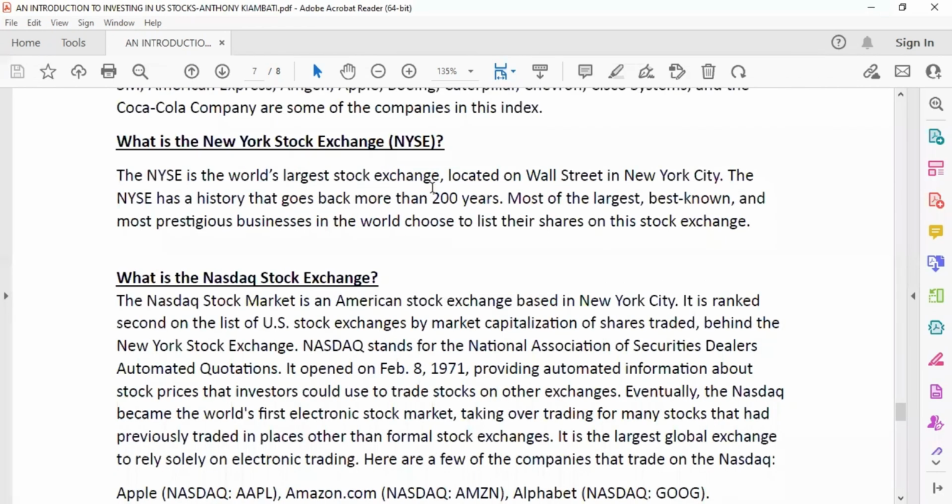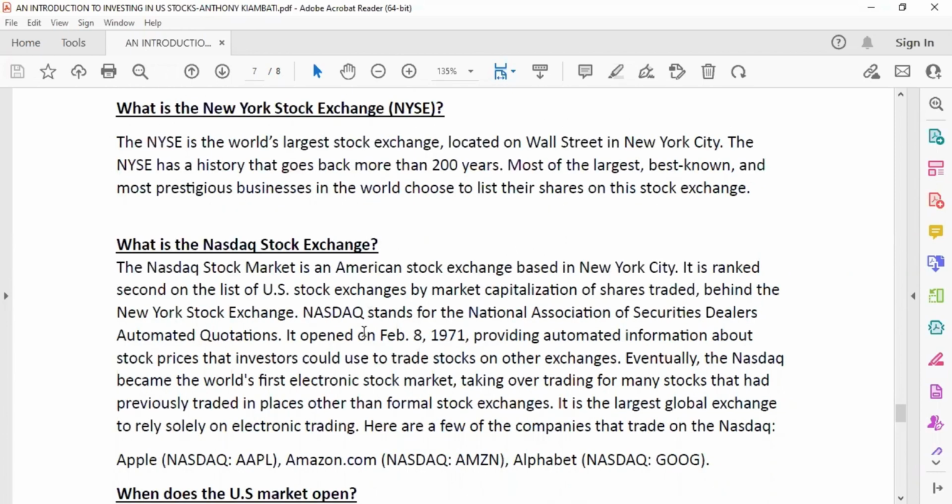Let's talk about these two major exchanges that we have. I talked about the New York Stock Exchange, which is the world's largest stock exchange, located on Wall Street, New York City. So that's why when you hear guys talking about the stock market, they'll talk about Wall Street. They'll say Wall Street analysts have said this, Wall Street is reacting to this just because the largest stock exchange is located on Wall Street. The second largest stock exchange is called the NASDAQ.